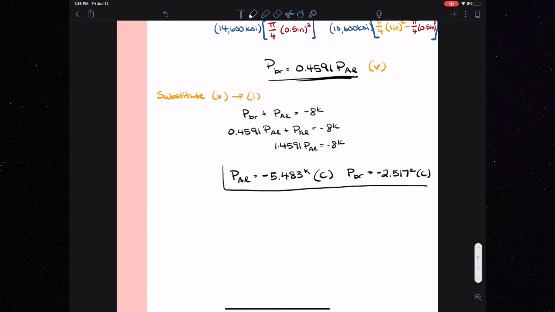Now that we have successfully found how much force is in the aluminum and the brass, we can get back to what the question was originally asking us. It originally asked for us to determine the average normal stress in the aluminum and the brass. I just want to note that this particular problem didn't scream, I'm an indeterminate problem, so make sure you use your engineering toolbox.